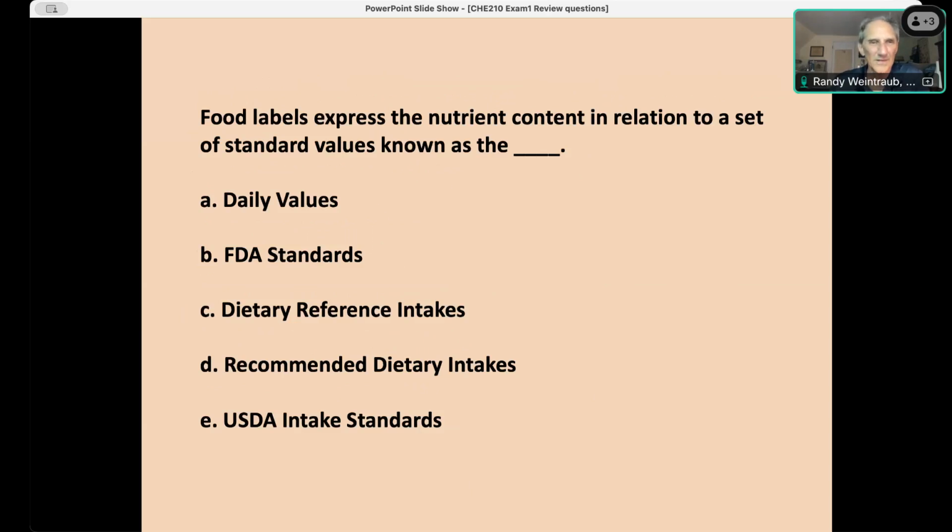Food labels, they express the daily values. So that's the percent of the recommended amount, that's what it's showing. It might be 5% of the recommended fiber or 50% of the vitamin C, that kind of thing.